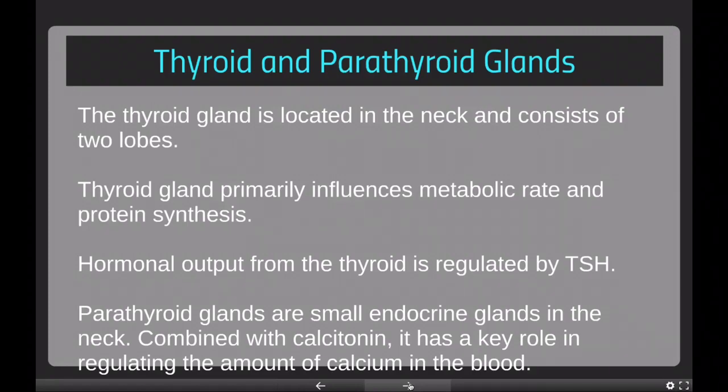Parathyroid glands are small endocrine glands in the neck of humans and other tetrapods that produce parathyroid hormones. Humans usually have 4 parathyroid glands, variably located on the back of the thyroid gland. Parathyroid hormone and calcitonin, one of the hormones made by the thyroid gland, have key roles in regulating the amount of calcium in the blood and within the bones.